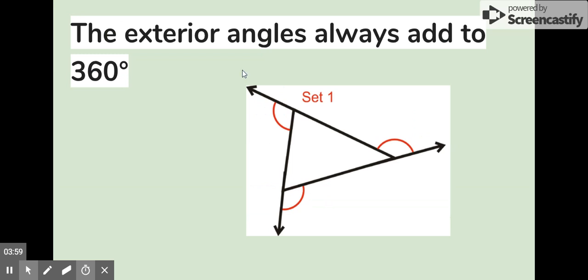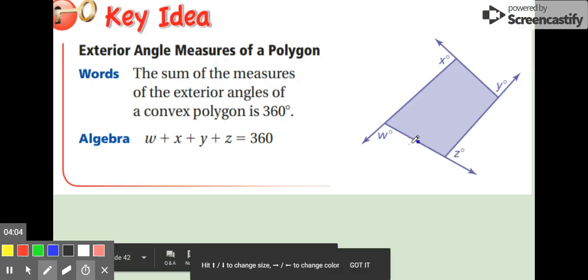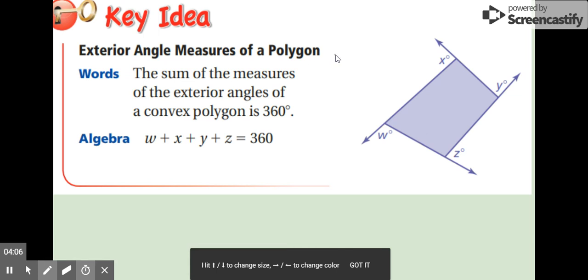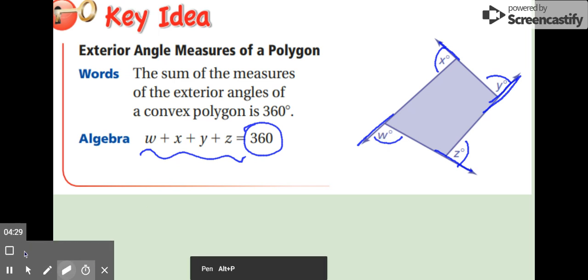So if this is a quadrilateral, which we are going to talk about today, you extend the side, you extend the side, you extend the side. Now how many angles do we have? You're going to have 4 angles. When you add all of them together, it is 360. I know you don't have this slide, but I really need you to remember this, okay? But mostly we're going to talk about triangles.